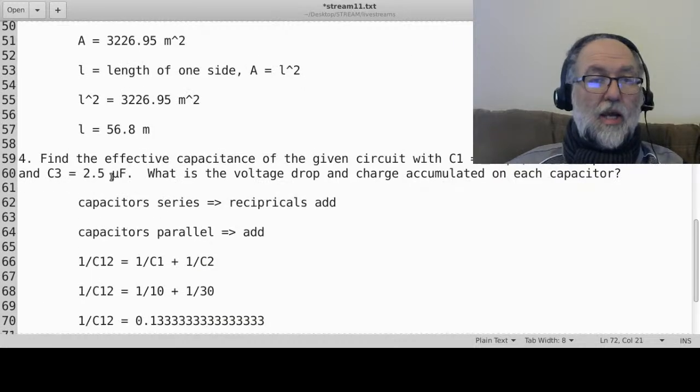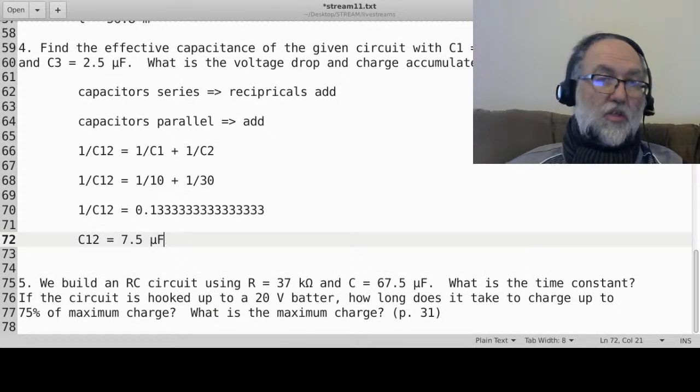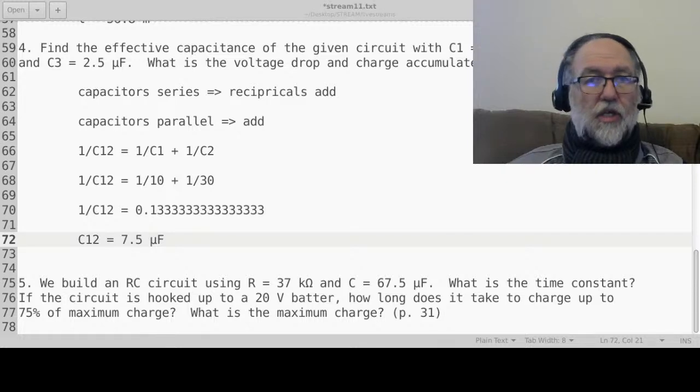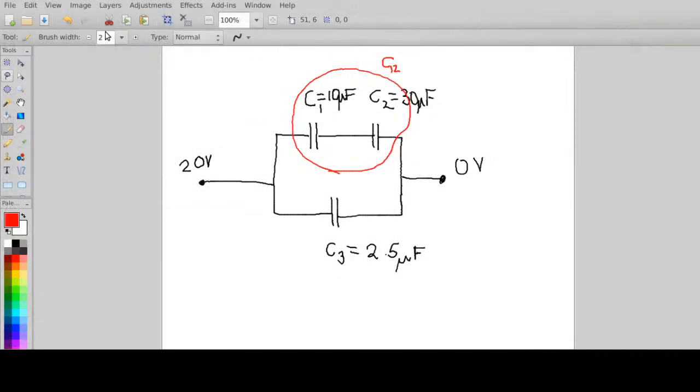So there's the effective capacitance for the whole circuit. No, we're not done. I apologize. The effective capacitance for just C12 is 7.5. We're not done because there's still one more capacitor. I apologize. Okay, so let's switch over to the whiteboard here, and let me just quickly save this.